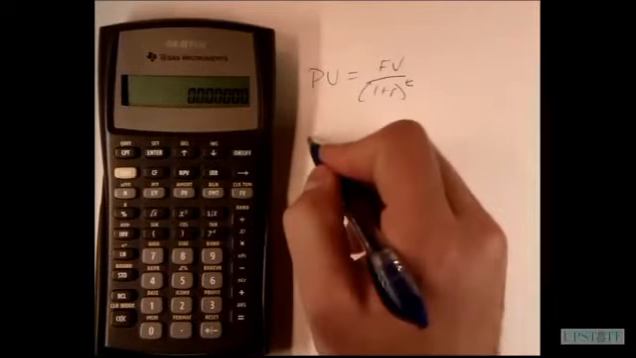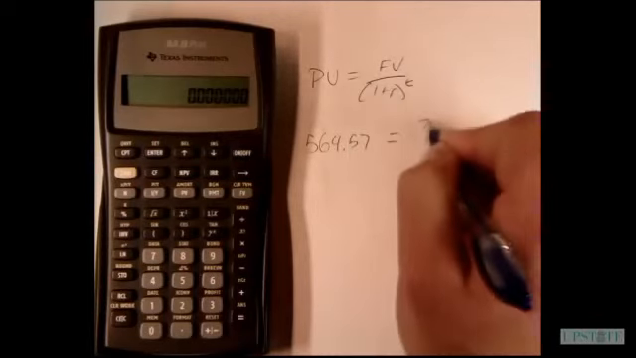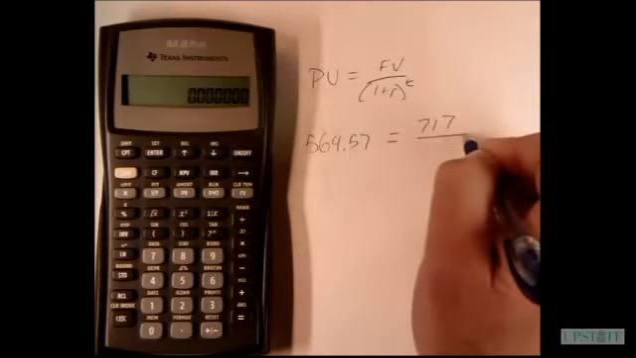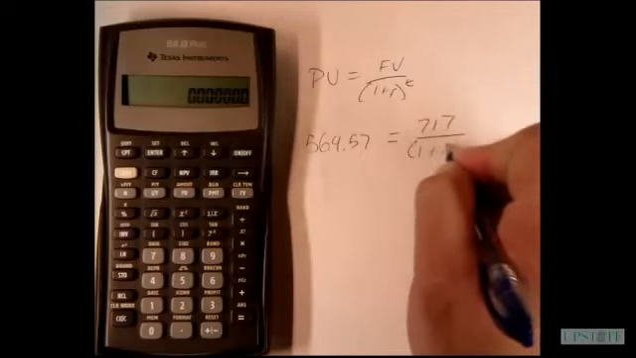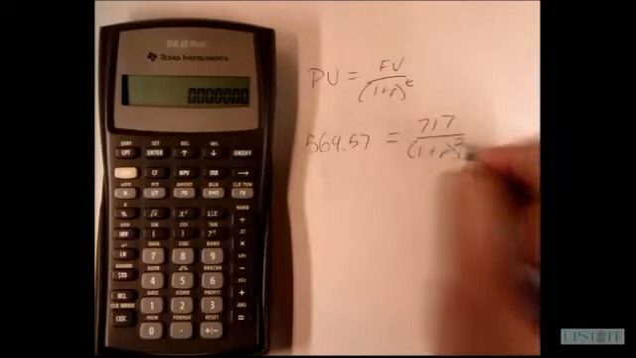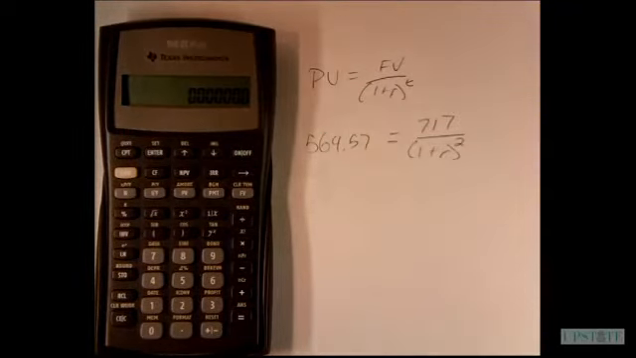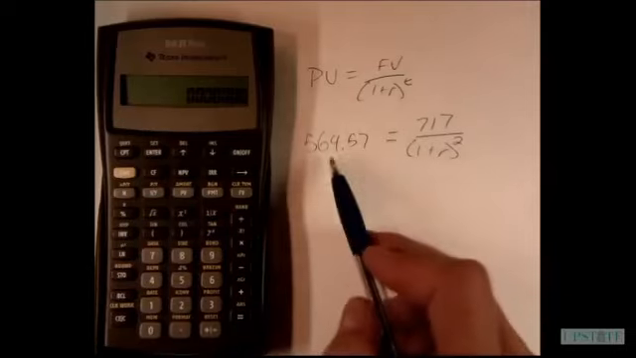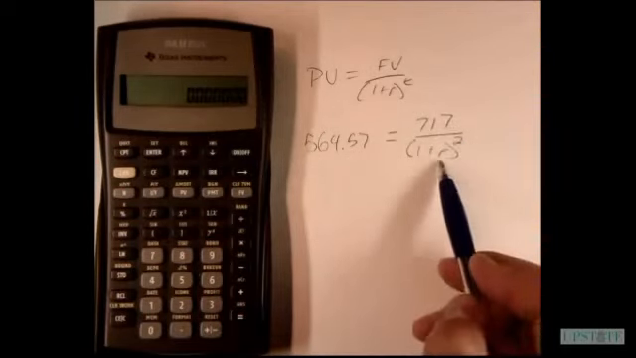So we have a present value of 564.57 is equal to our future value of 717, and we have a discount rate, and that is, we're trying to see what kind of rate we need to achieve that in 2 years. Now, keep in mind, we have 564.57, and to get to 717, if we're holding this in an account for 2 years, what kind of interest rate do I need to have?